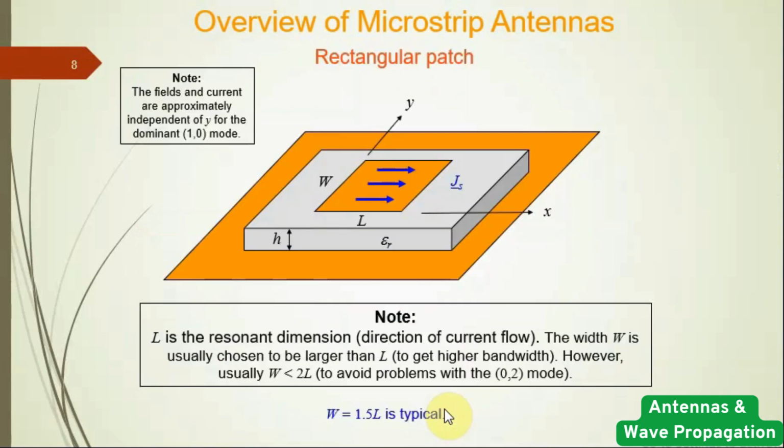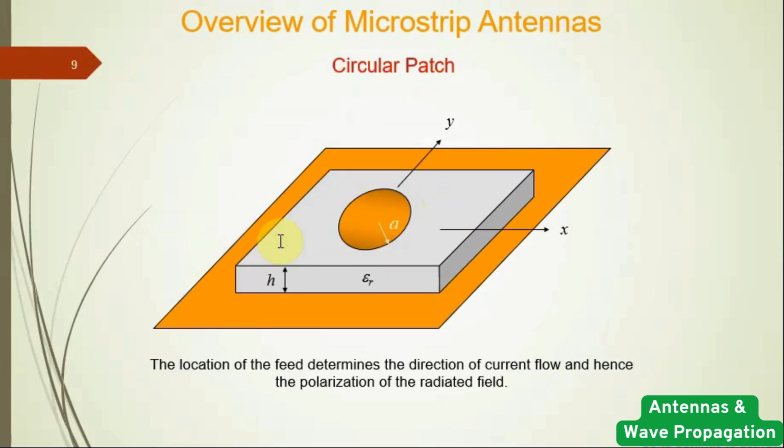Coming to the most popular rectangular patch, the design will be like this. Here, this is the patch, the substrate, and the ground plate. The length of the patch is L, the width is W, and the substrate height is H. Likewise, the circular patch is also shown here, and this is the area A taken for the circular patch.